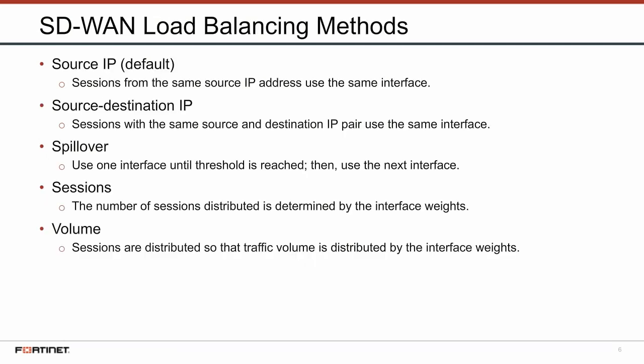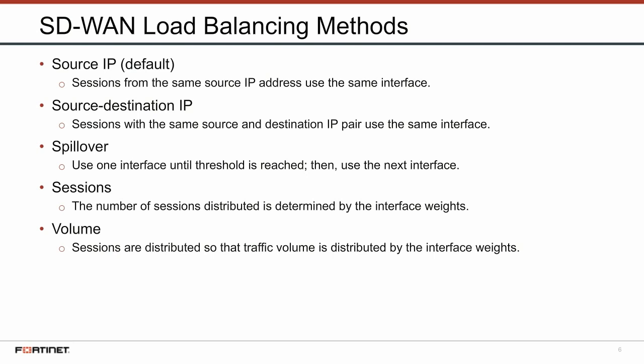SD-WAN load balancing uses traffic distribution methods that are similar to those used by Equal Cost Multipath, ECMP. However, SD-WAN link load balancing includes one more balancing method: volume. SD-WAN link load balancing uses these methods.